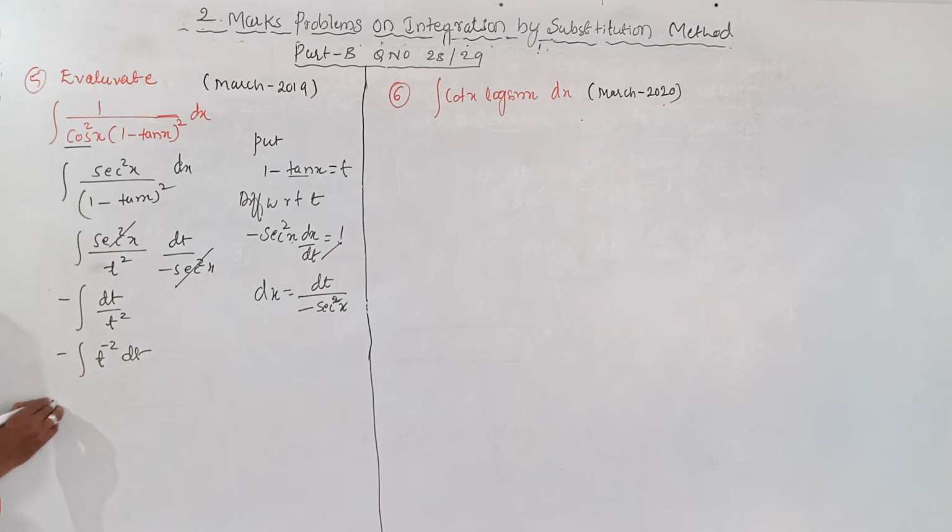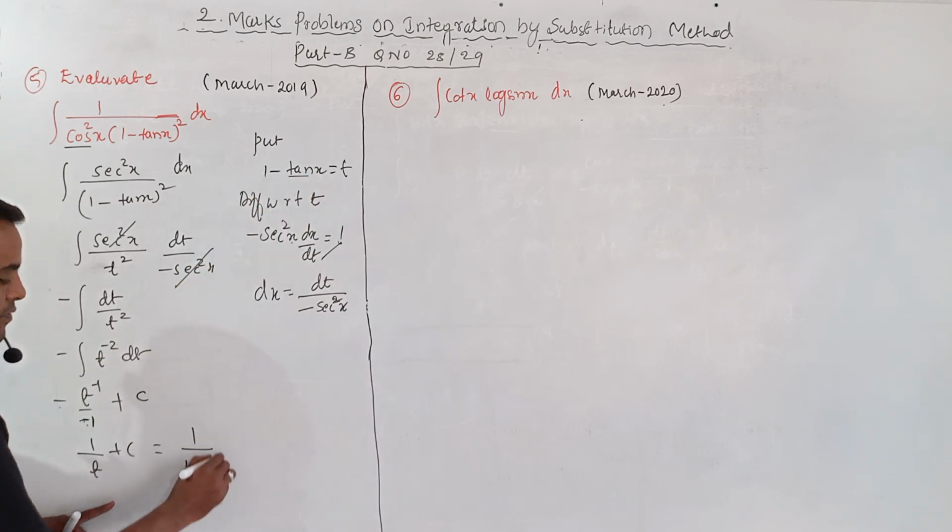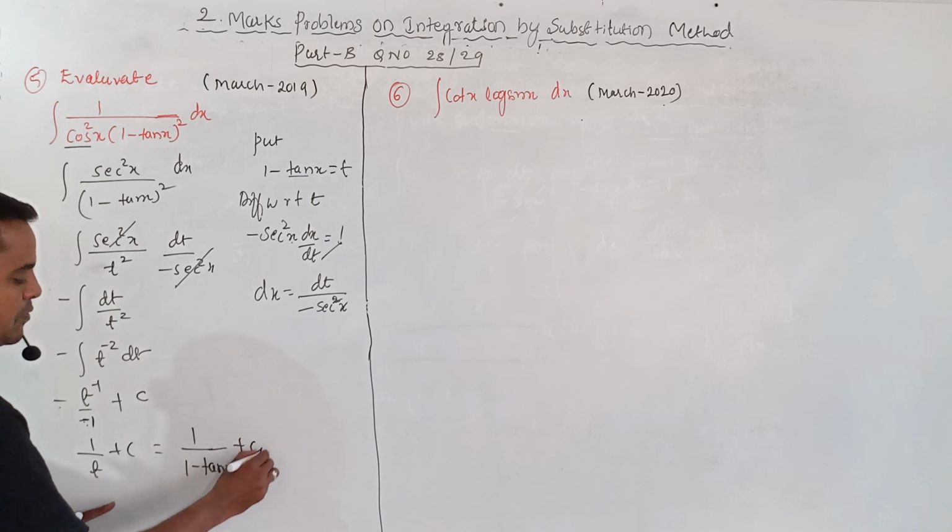That is equal to minus t raised to minus 2 plus 1 divided by minus 2 plus 1. That is minus 1 by minus 1 plus c. Then minus into minus is plus, t raised to minus 1 can be written 1 by t. That is 1 by t plus c. The value of 1 by t means 1 by 1 minus tan x plus c.